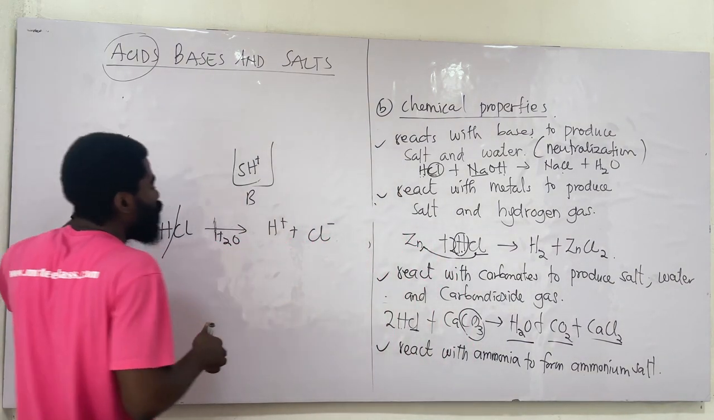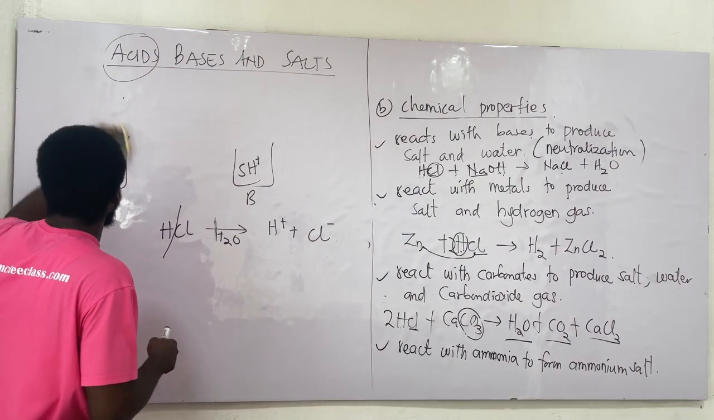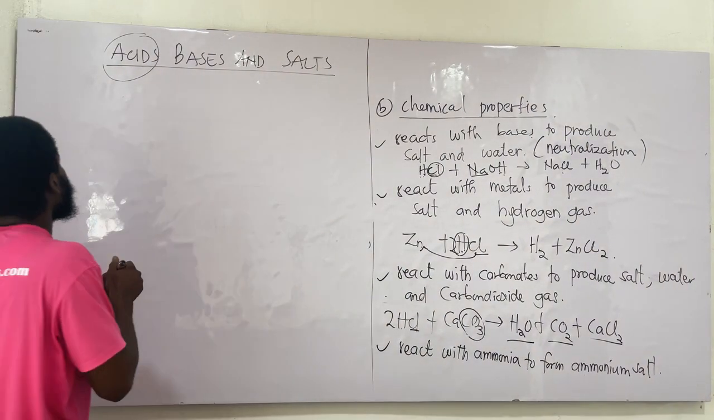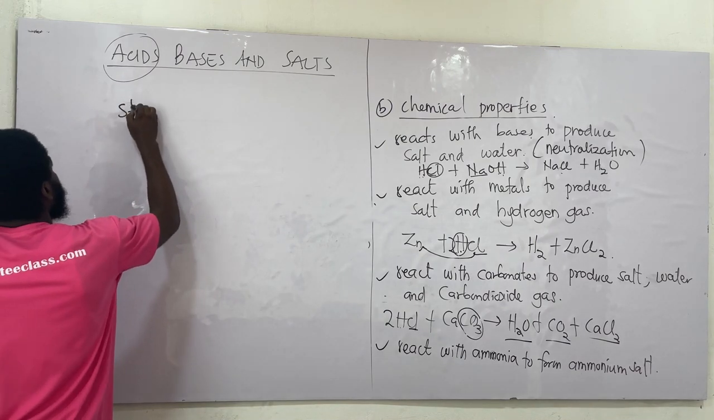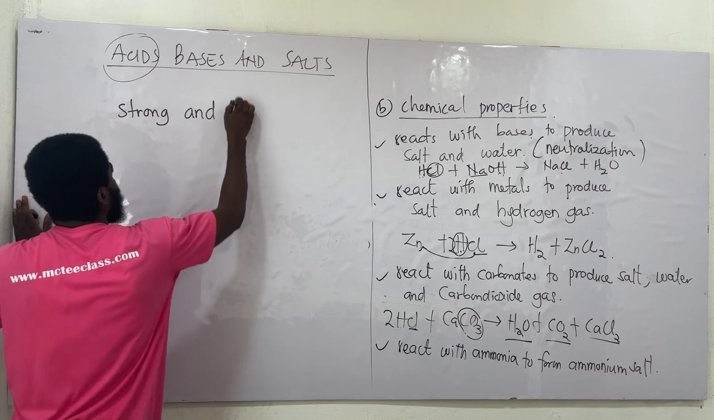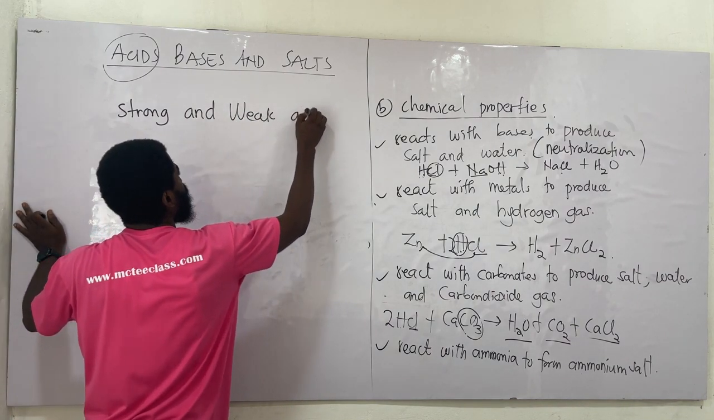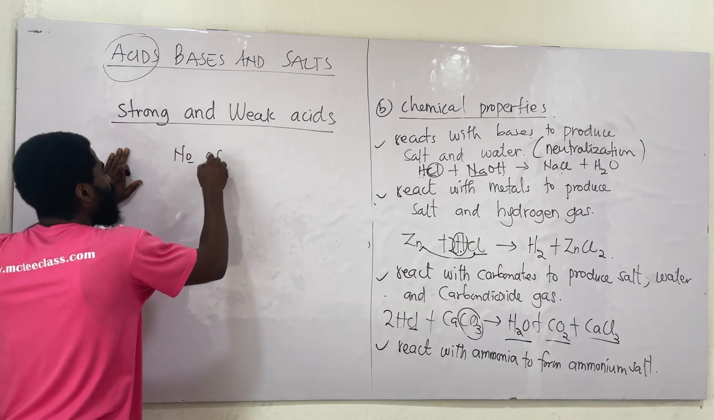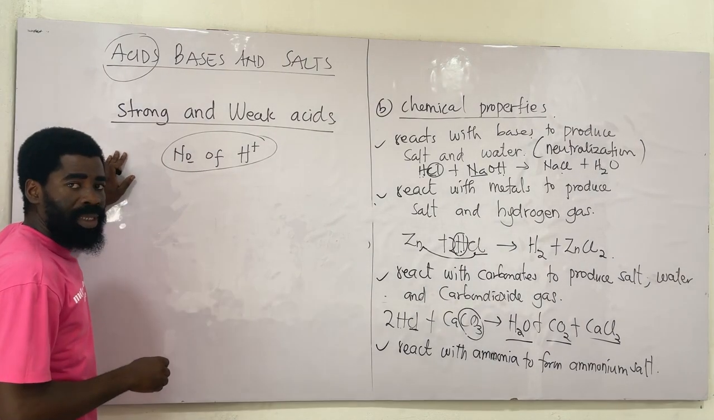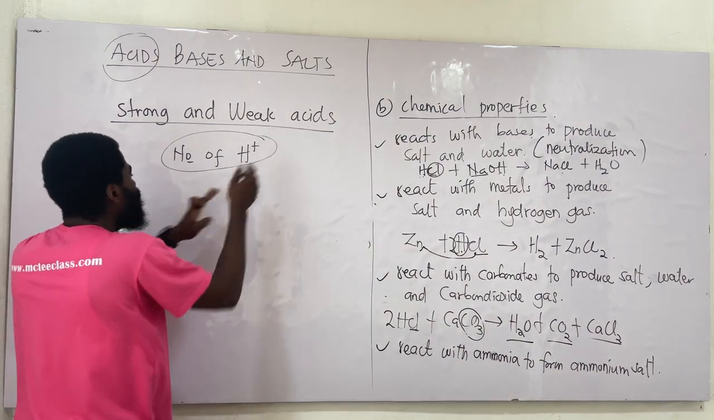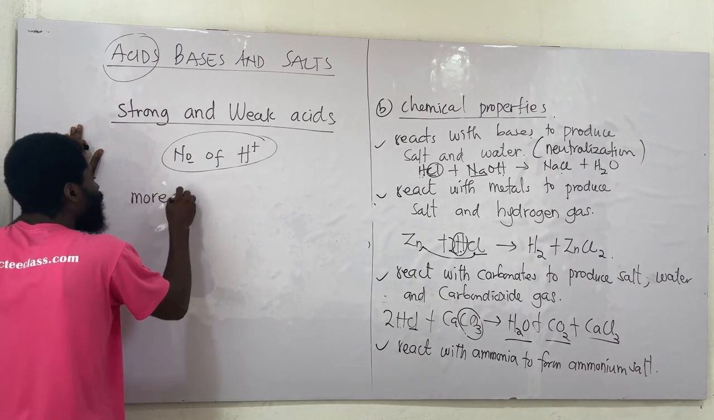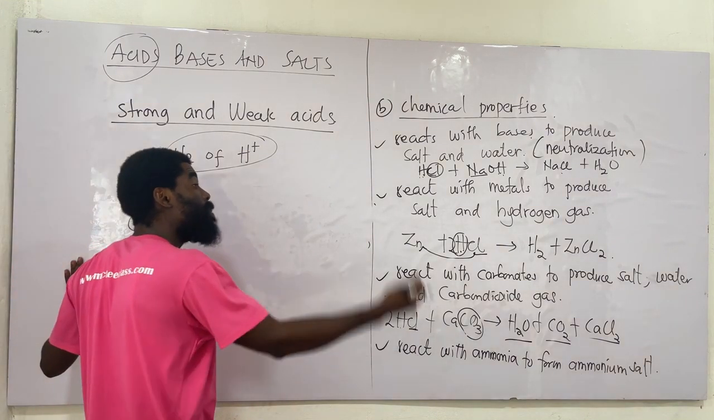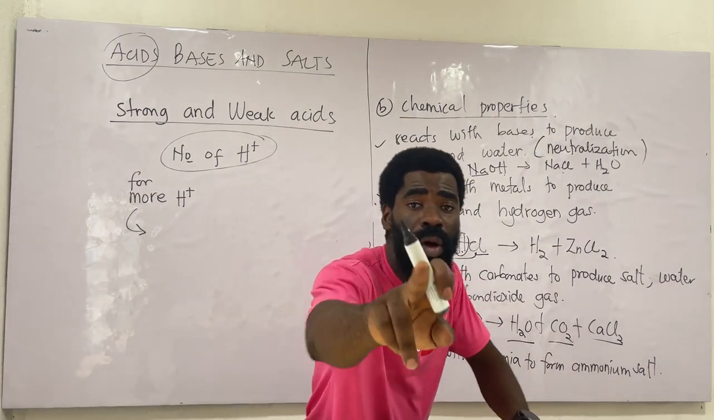Now, that is the understanding of strong and weak acids. Strong acids are acids that will dissolve completely, and weak acids will dissolve partially. Good. So we are looking at strong and weak acids. We said the strength of an acid depends on the number of hydrogen ions you have. Now, for more hydrogen ions, you need to dissolve, because we can only tell if a substance is an acid from the beginning that it should dissolve in water to produce what? The H plus ion.